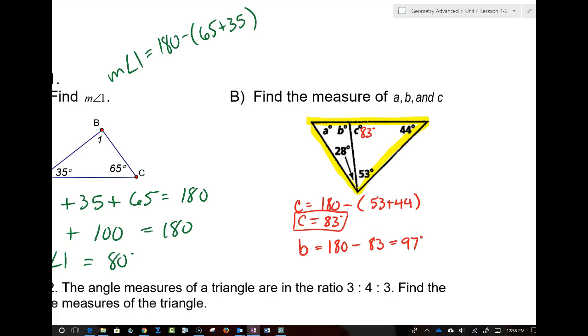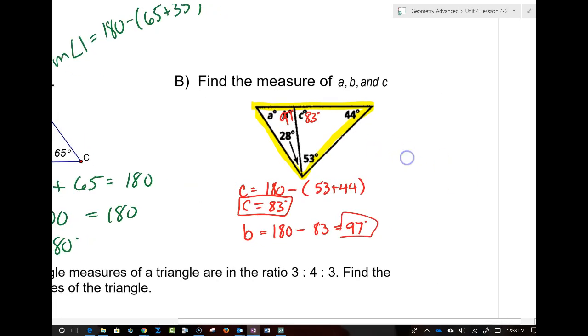Okay, so we have 97 degrees. Again, if I write that angle in, now can I solve for A really quick? Now, there are 2 different ways of solving for A. I was just being a little bit mean earlier. The thing is, if you can get A 2 different ways, I don't care which way you do, as long as you're right.